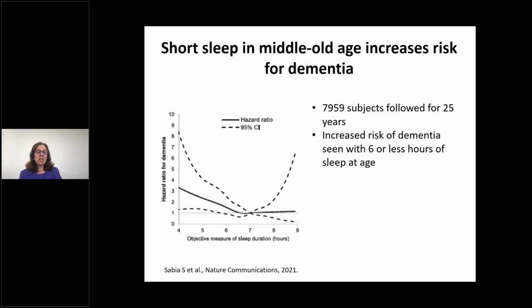There's a recent study that just came out that many of you may have seen, following almost 8,000 people for 25 years, where they found that people who slept 6 or fewer hours at early ages were far more likely to develop Alzheimer's disease.